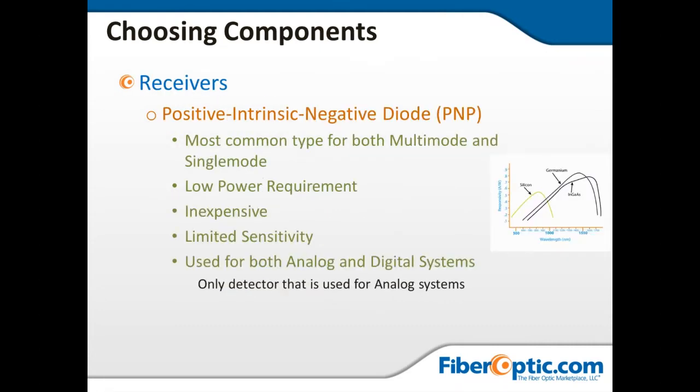Now, if I continue with the receivers themselves, and these are technically some of the classifications, there is a positive intrinsic negative diode, often referred to as a PIN. It's used in multi-mode and single mode. It has low power requirements, is inexpensive, has limited sensitivity, and was an analog and digital system. In fact, the only one predominantly used in the analog.